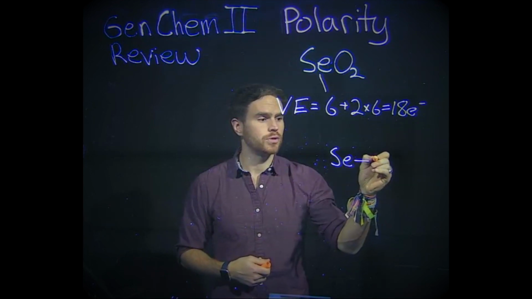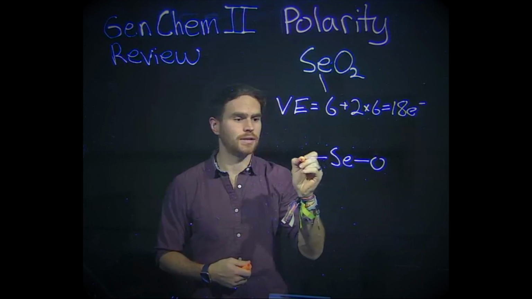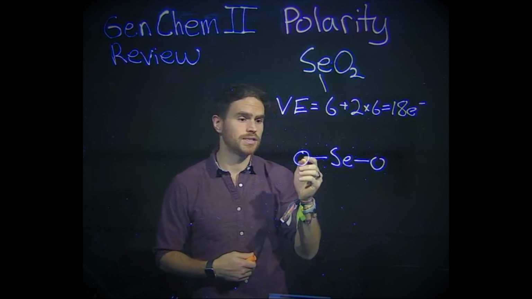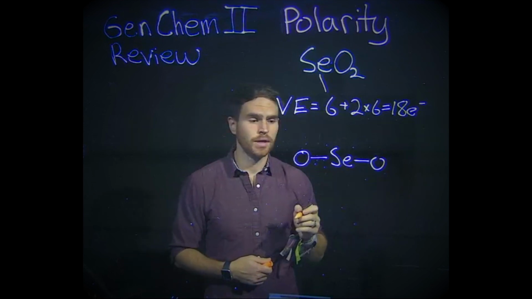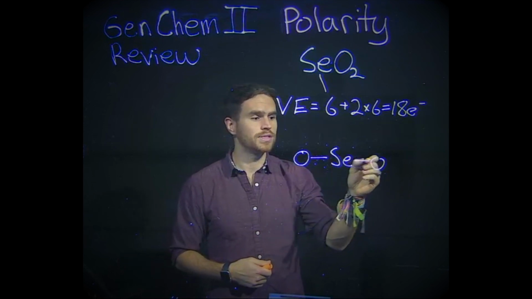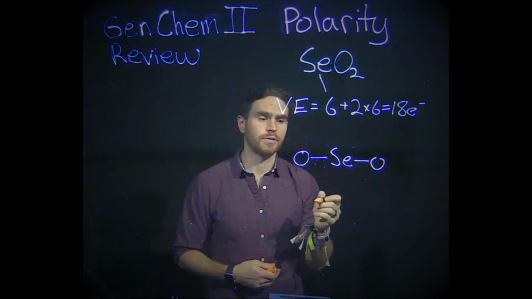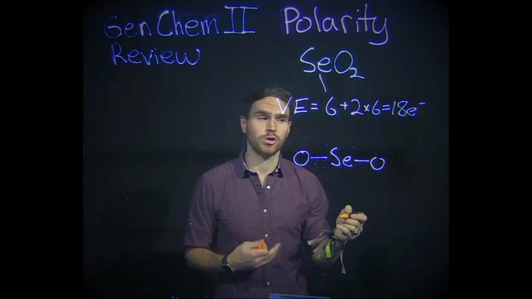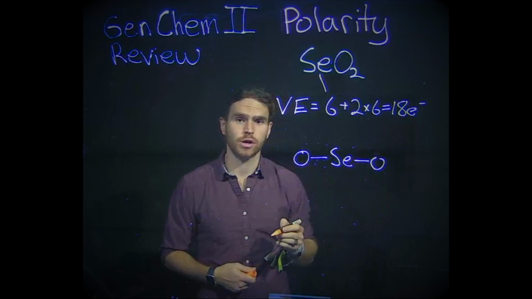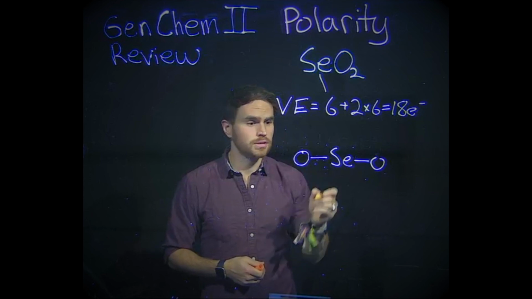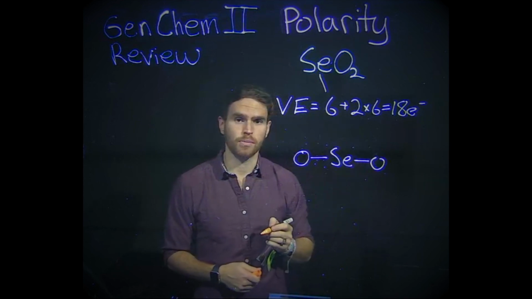Secondly, you adorn the skeleton of your structure with the rest of the atoms, in this case, the 2 oxygens. You do so by drawing one single bond and thus using up 2 electrons per bond for a total of 4 electrons from our 18 valence electrons. This leaves us with 14 electrons with which to distribute throughout the molecule.